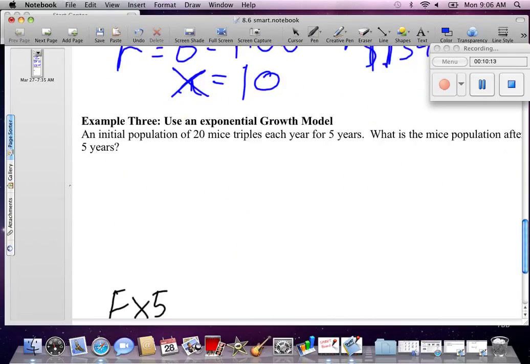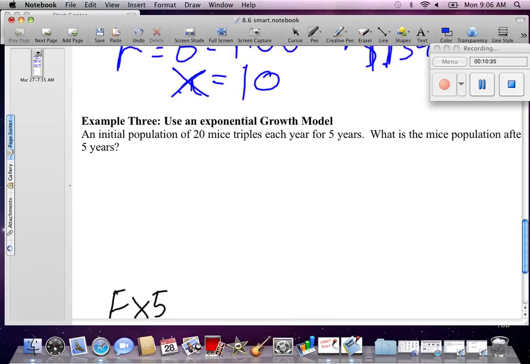All right. Let's look at mice with exponential growth. You have an initial population of 20 mice. They triple each year for 5 years. How many mice do you have after 5 years?